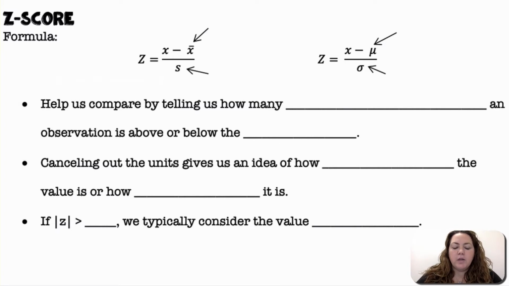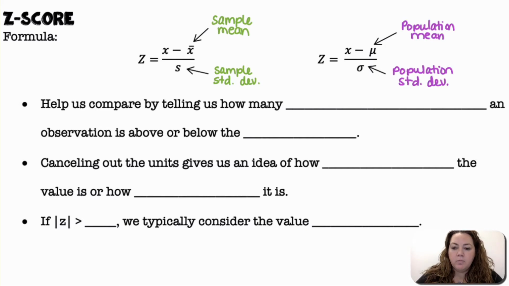The z-score formula is z is equal to x minus x bar over s, where x bar is the sample mean and s is the sample standard deviation. If I'm working with the population parameters, then it would be x minus mu, which is the population mean, divided by sigma, which is the population standard deviation. This helps us to compare by telling us how many standard deviations an observation is above or below the mean.